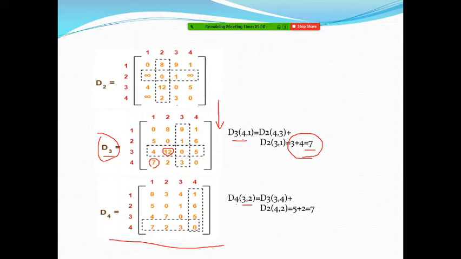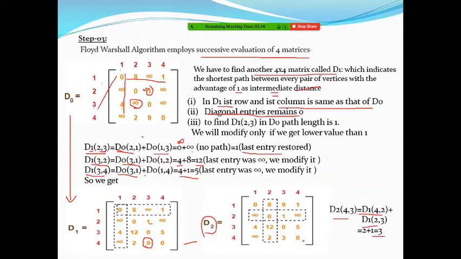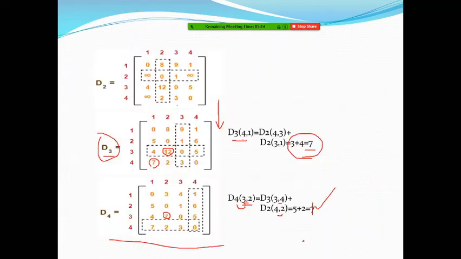See, can we modify this number? It is D4 3 2. So 3 to 4, and then from 4 to 2. D 3 4 is 5, and then 4 to 2 is 2. So the sum is 7. So yes, D4 3 2 means 3 to 2. It was 12, and now we're getting 7. Yes, we must modify.